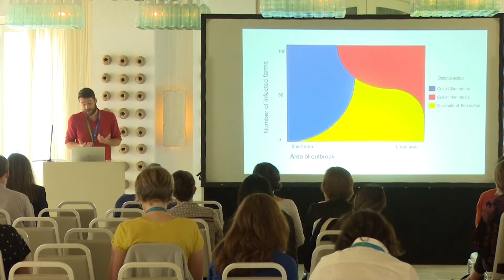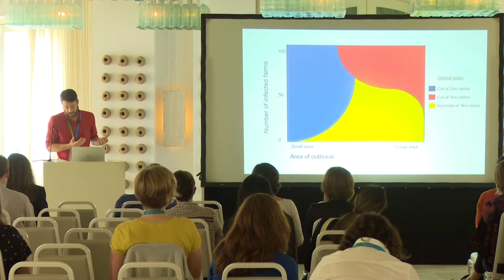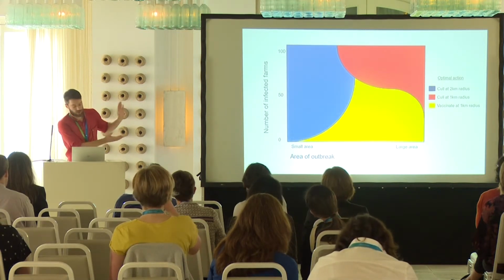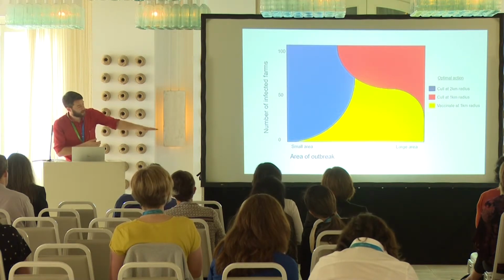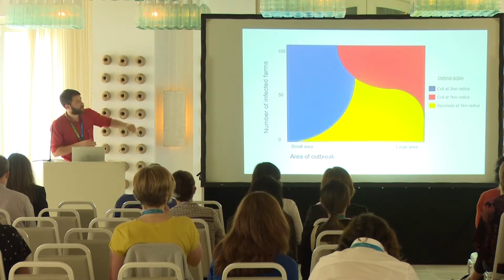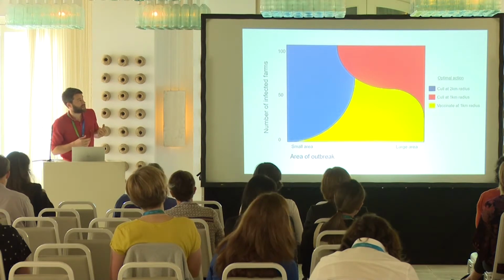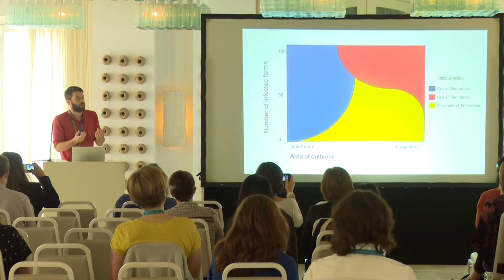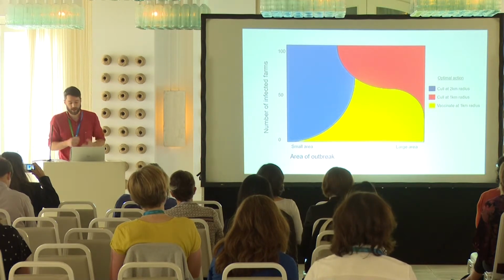So what do they look like? Well, let's just look at a cartoon to begin with. Consider what such a policy might look like. I've drawn it here with two state variables. One along the x-axis is the area of the outbreak, and one along the y-axis is the number of infected premises. You could consider that these might be two things that influence how you choose the best action to take throughout the course of an outbreak.